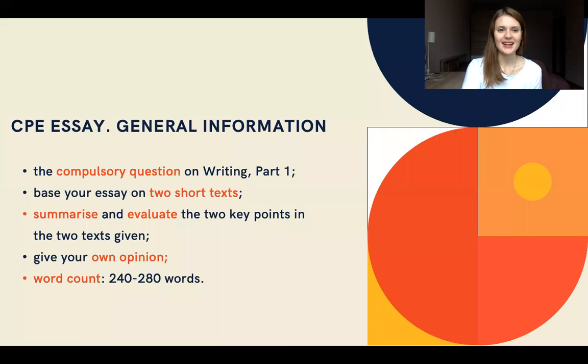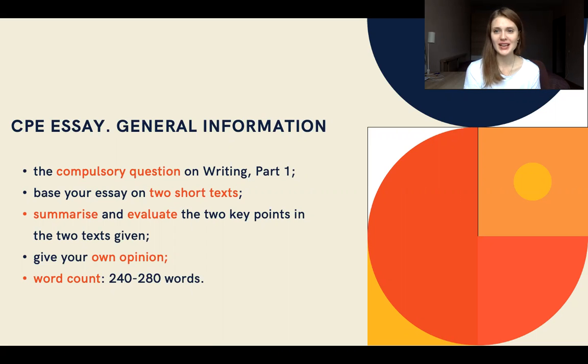Okay, before we talk about structural features of the CPE essay, I'd like to give you some general information. You can see it now on the slide. As I've already mentioned, this essay is part 1 in writing, and this task is compulsory. That means that there is no other option and there is no choice, so you have to do it.